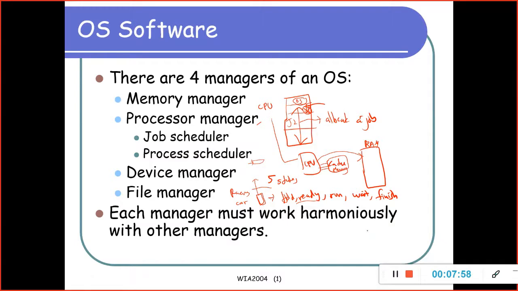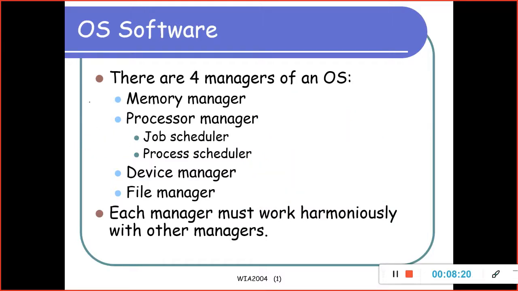So in the processor manager, you have two schedulers. One is a job scheduler and one is a process scheduler. So job is basically a big thing. You have process one, process two, and process three. This is the job. So job is the big one.